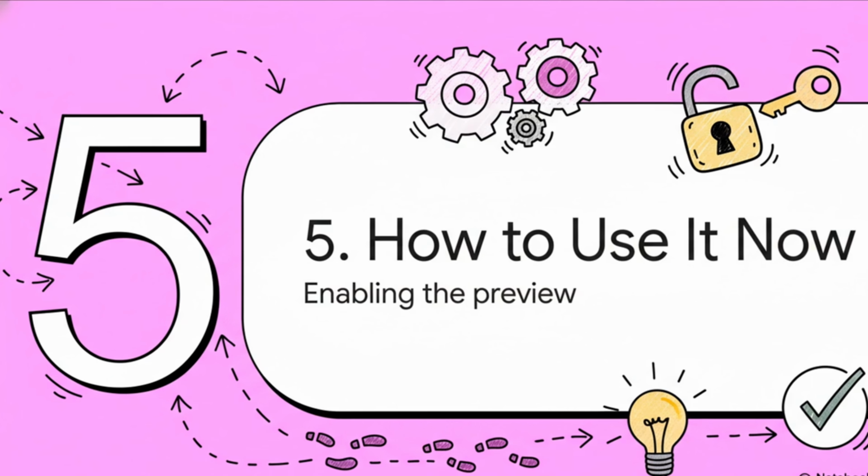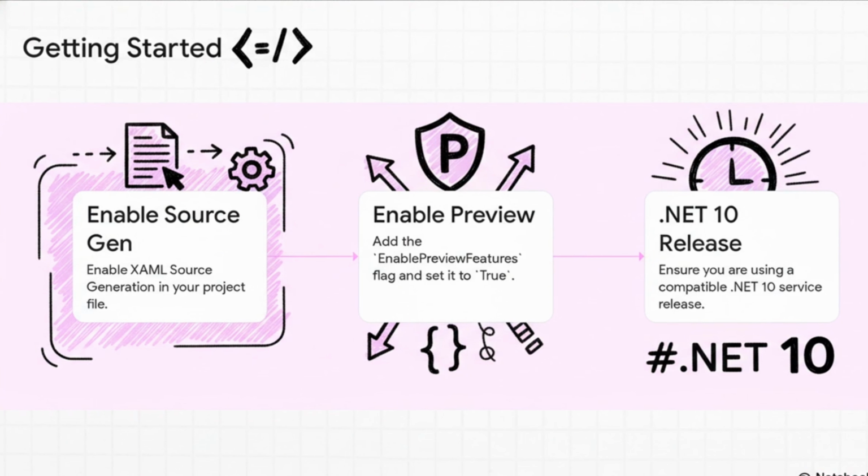So by now you're probably thinking, okay, this is awesome. How do I start using it? And the good news is you can. It's available right now as a preview feature, so let's walk through the exact steps you need to take to turn it on. It's really straightforward. First, you've got to opt into that prerequisite, which is XAML source generation. Then, in your .csproj file, you just add another property to set Enable Preview Features to true. And finally, just make sure your project is targeting a recent .NET 10 service release and you are good to go.